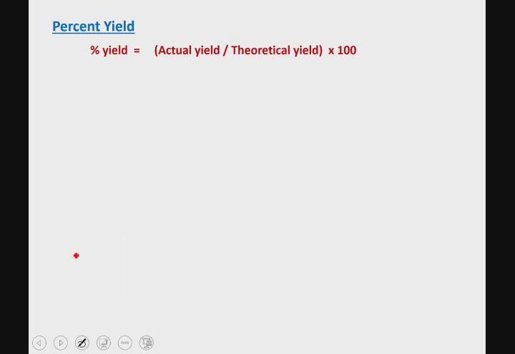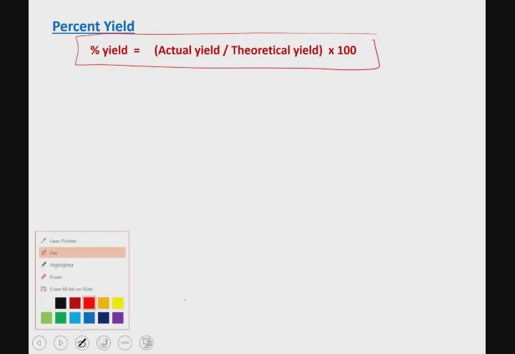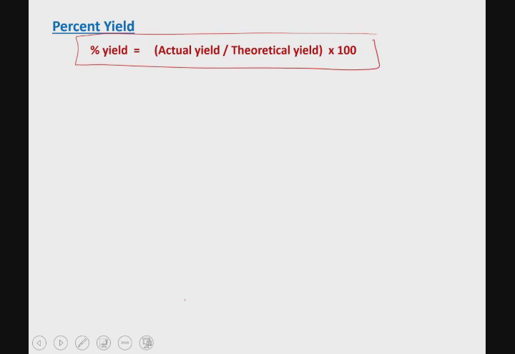Percent yield is defined as actual yield divided by theoretical yield times 100. Please make sure that you are memorizing this formula. You must know how to calculate percent yield. There are very set steps that you can follow when determining percent yield.